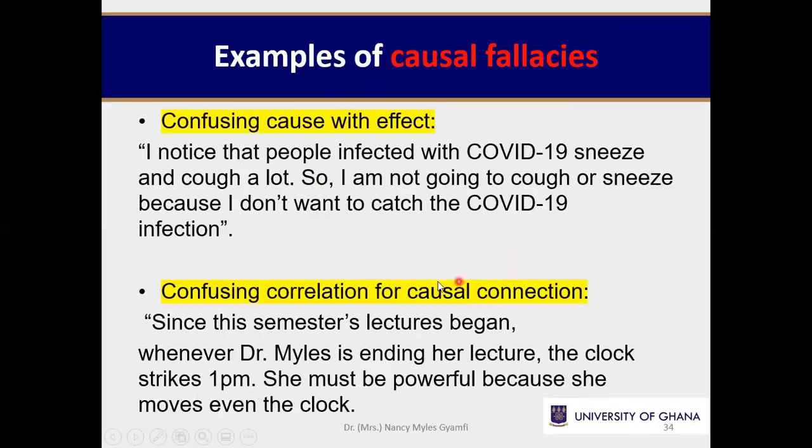Now you see examples on this. Confusing cause with effect: I noticed that people infected with COVID-19 sneeze and cough a lot, so I'm not going to cough or sneeze because I don't want to catch the COVID-19 infection. This is confusing cause with effect. My not coughing or not sneezing is not what will stop me from getting the COVID.